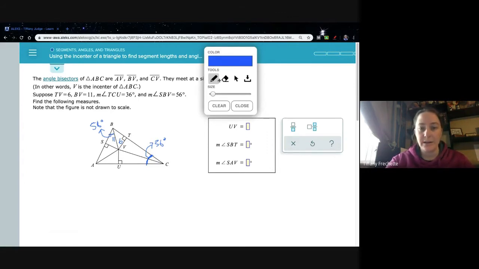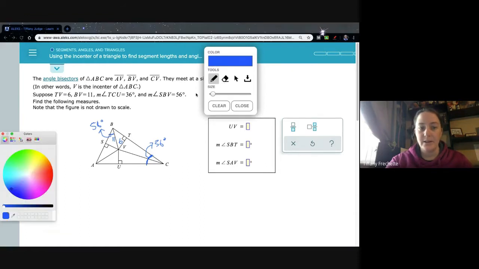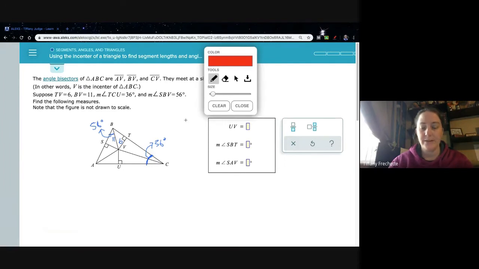All right, so now we need to go through and start figuring some pieces out. I'm going to change my color here to red. So blue is my given. Red is what we're going to work out. So first, let's look at UV. So we want UV right here. And remember, they gave us VT or TV.